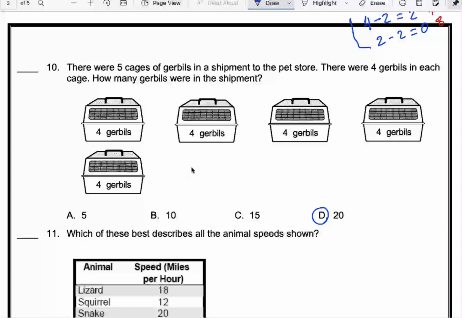Excellent, my hero. We call this repeated addition, and we can also write it as a multiplication equation. We can use multiplication, 5 multiplied by 4, 5 groups of 4, and we should get the same answer, 20. Thank you, my hero.